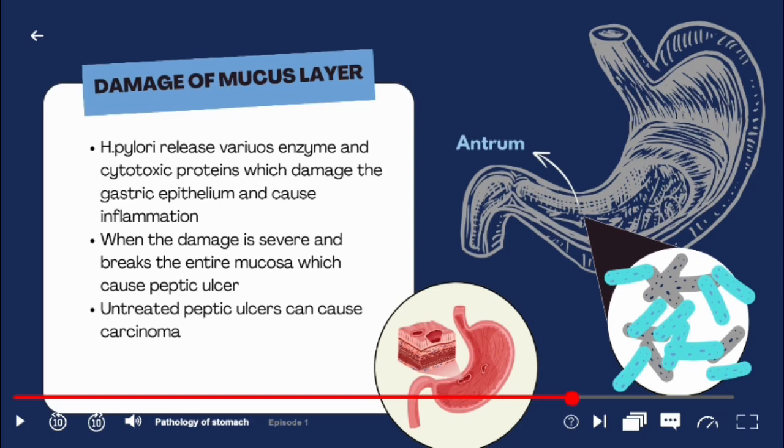The bacteria release various enzymes and cytotoxic proteins which damage the gastric epithelium and cause inflammation. The inflammation of the gastric mucosa is called gastritis. When the damage is so severe that it breaks the entire mucosa, it is called a peptic ulcer. If untreated, Helicobacter pylori can even cause gastric carcinoma, which is known as stomach cancer.